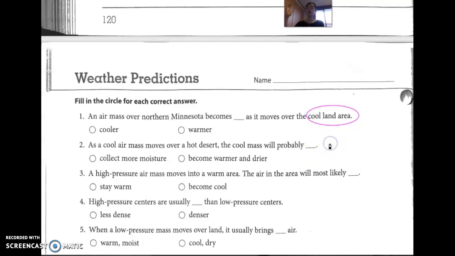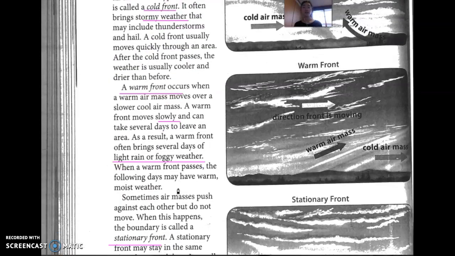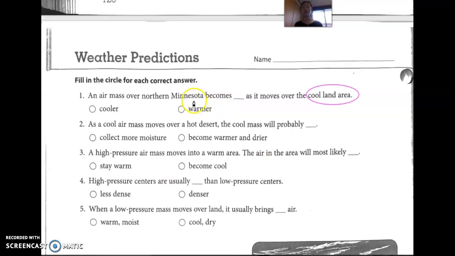So if an air mass goes over a cool area, is the air mass cool or warmer? If you look at page 119, it says, an air mass gains these characteristics as it moves over the Earth's surface. For example, an air mass over cool land becomes cooler, and an air mass that moves over a hot desert becomes warmer. So that being said, if it's going over a cool land area like Minnesota, the air mass will be cooler. Number 2, as a cool air mass moves over a hot desert, what will happen to it? It will become warmer and drier because the desert is warm and dry.